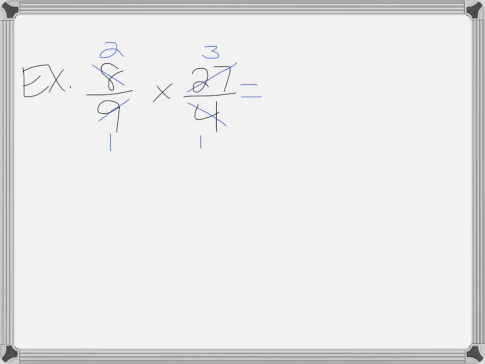Now multiply the tops and multiply the bottoms. 2 times 3 on top is 6. On the bottom, 1 times 1 is 1. And any number over 1 is just the top number. Remember, the fraction bar means divide. 6 divided by 1 is just 6.